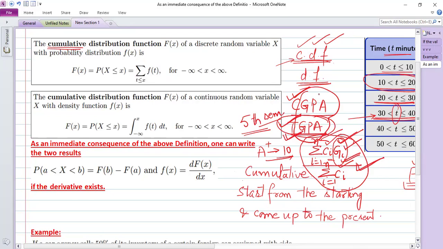But if I am calculating CGPA up to the fifth semester, the cumulative grade point average for the same student up to the fifth semester, then what will this N be? Once again, N will be the total number of subjects studied by the student up to the fifth semester. In that case, N will start from the first semester.